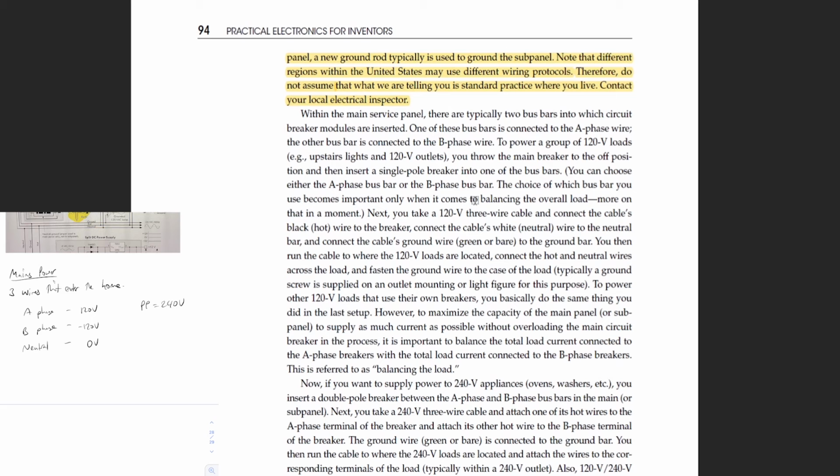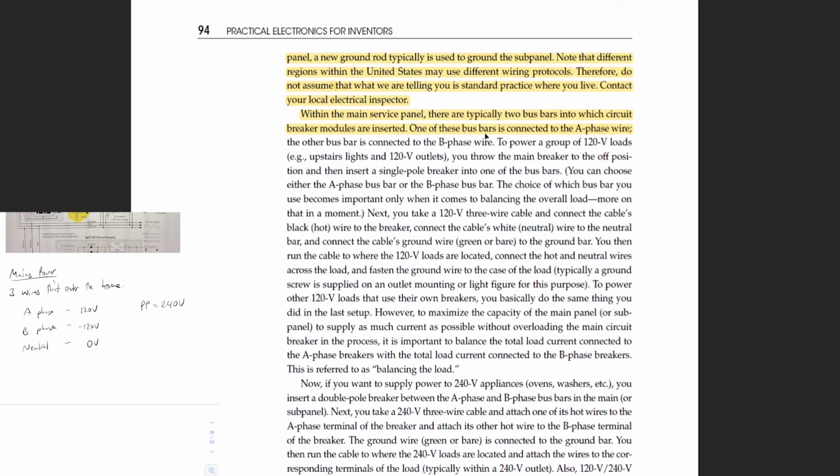So within the main service panel, there are typically 2 bus bars into which circuit breaker modules are inserted. One of these bus bars is connected to the A phase wire. Hang on a minute, didn't get any of that. Within the main service panel, there are typically 2 bus bars. What's a bus bar? Buses are just like wires, right? But what's a bus bar? Into which circuit breaker modules are inserted.